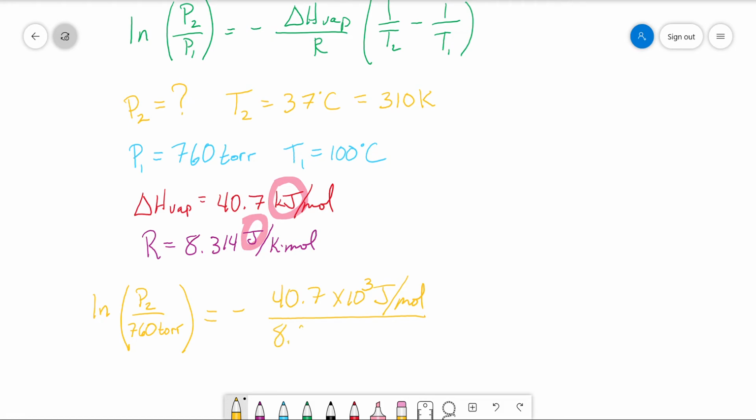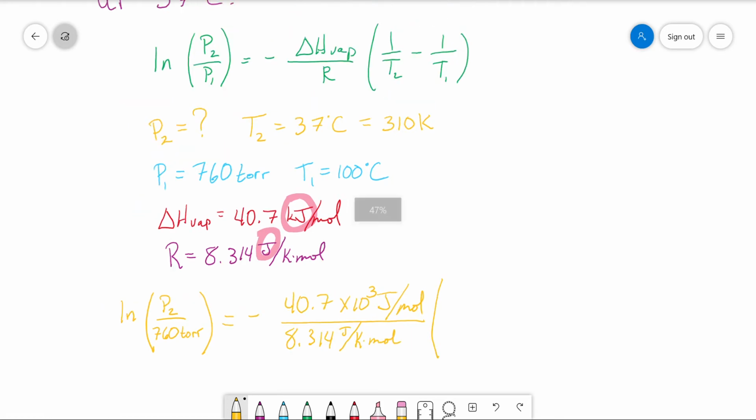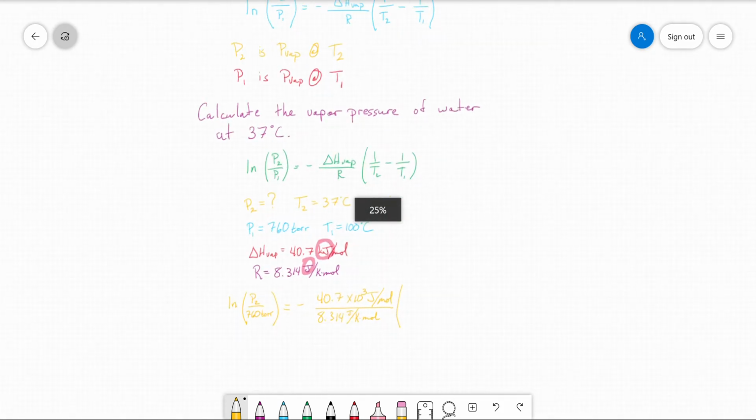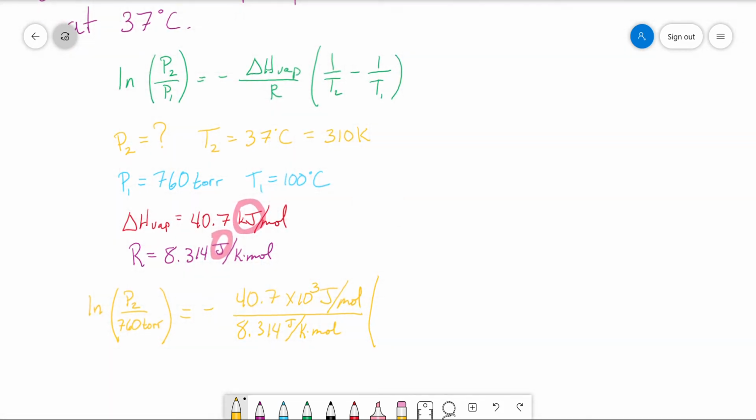Over 8.314 joules per Kelvin times moles, all times 1 over 310 Kelvin. Oh, and I forgot to write in here, this is 373 Kelvin: minus 1 over 373 Kelvin. Okay, so there's everything plugged in.